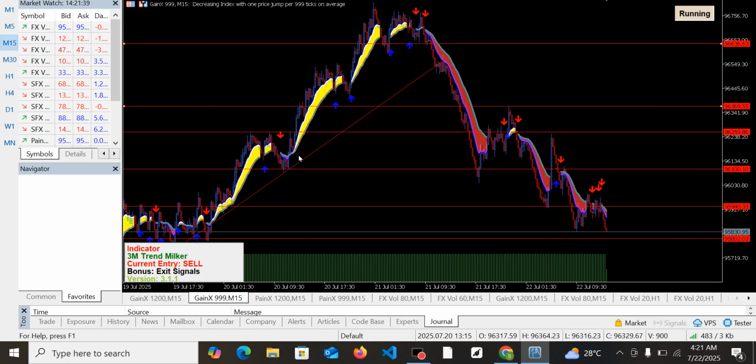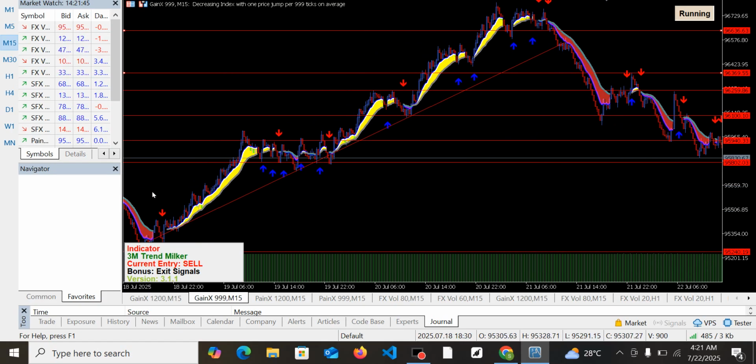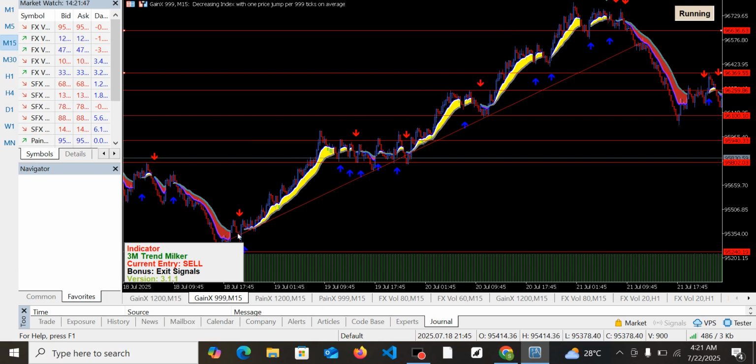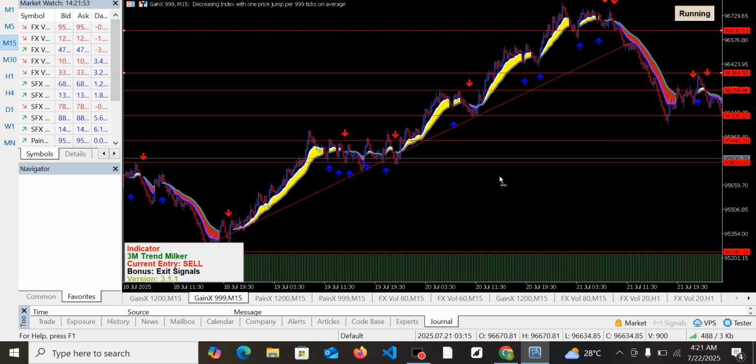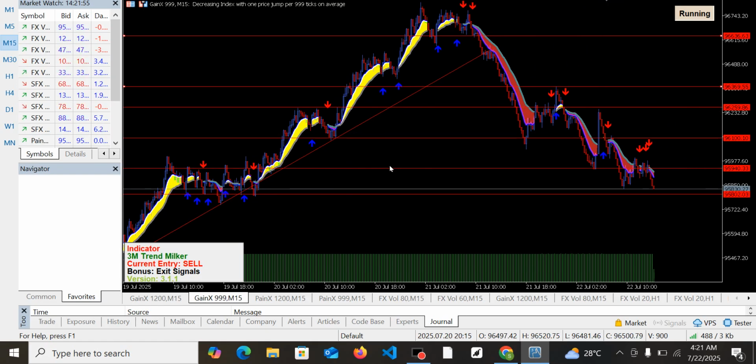Okay, so let's go straight into what we have right here. This is Ganex 999, and I'm on the 15 minutes time frame. This had been an uptrend for a while, just the way you are seeing this. I've been following it for a while, because I knew it would soon start a downtrend.